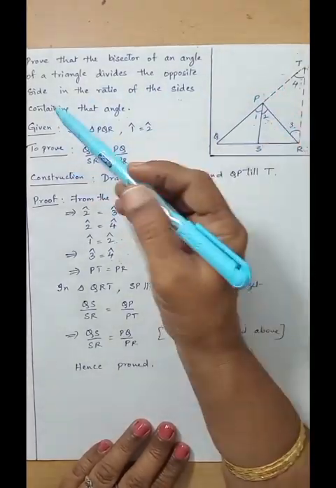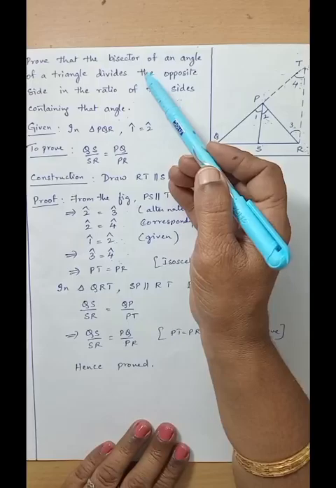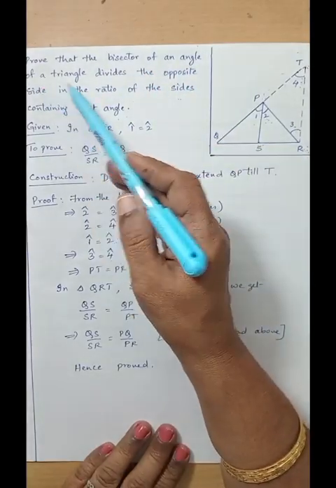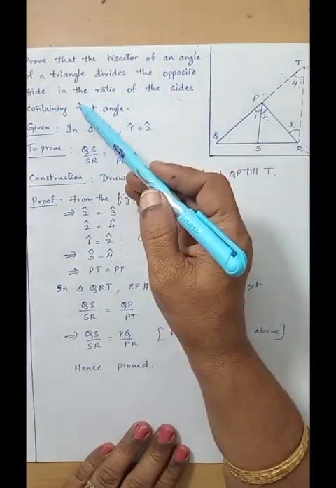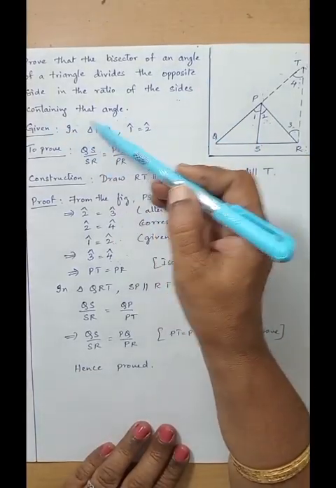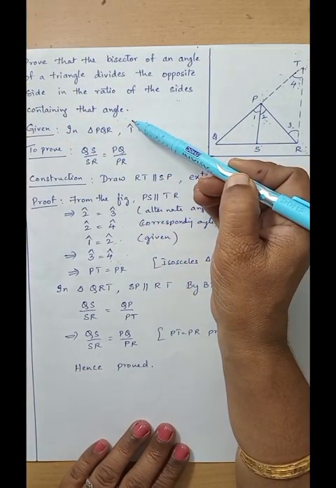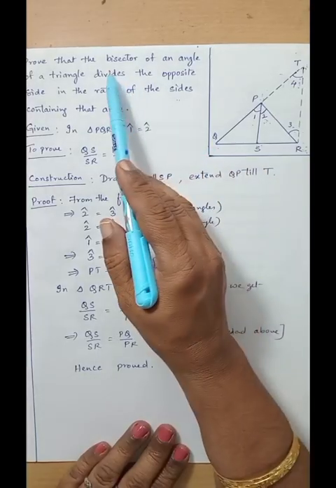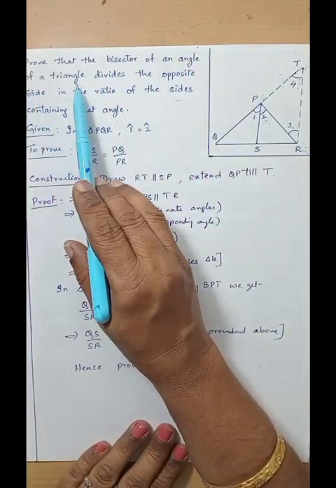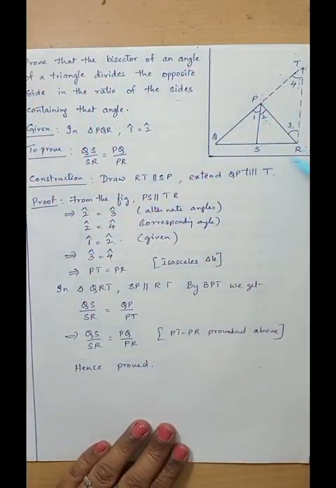This is a very interesting question. Prove that the bisector of an angle of a triangle divides the opposite side in the ratio of the sides containing the angle. Let me repeat the question. Bisector of an angle of the triangle. In triangle PQR, PS is the angle bisector. It divides the opposite side, opposite side is QR, in the ratio of the sides containing that angle, PQ and PR.